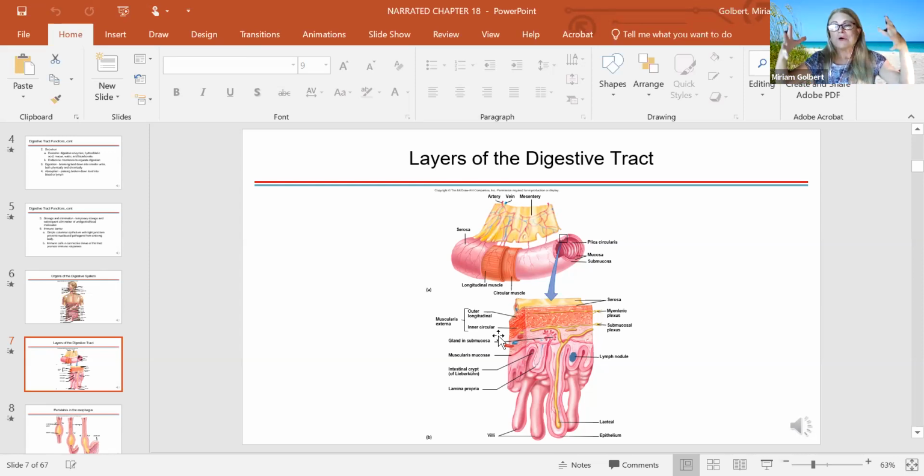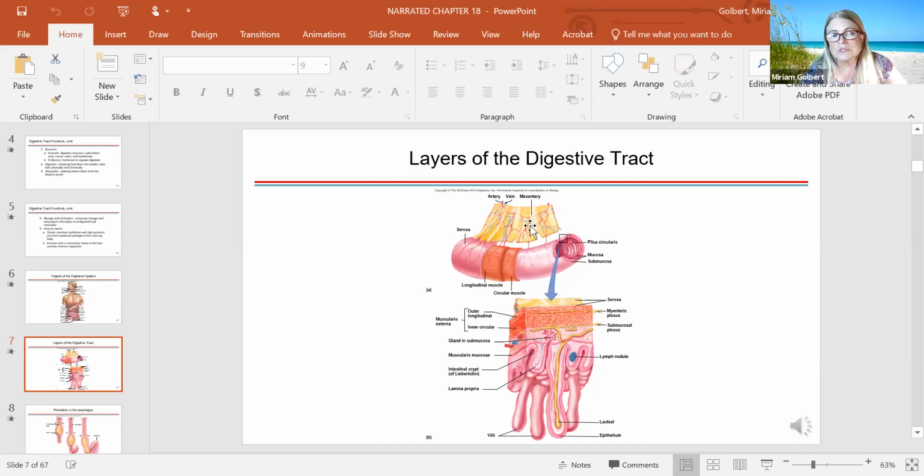And the outermost layer of the GI tract is called the serosa. Serosa is just white fibrous connective tissue. And that white fibrous connective tissue becomes what we call the mesentery. So you can see here up in this picture, the mesentery. And this is important.